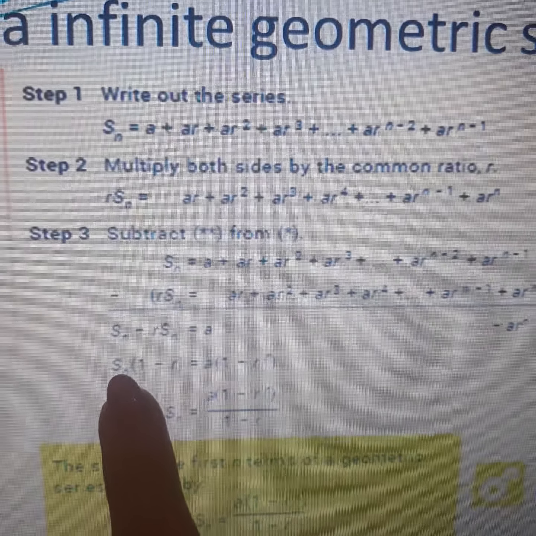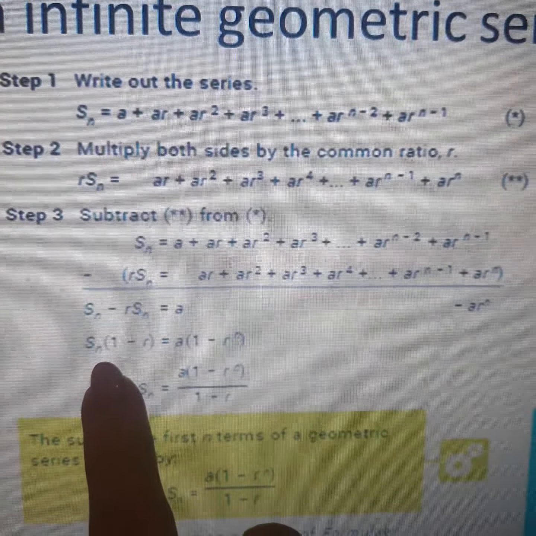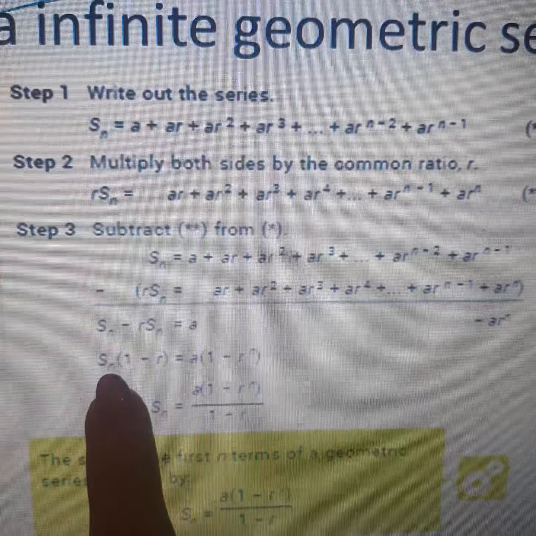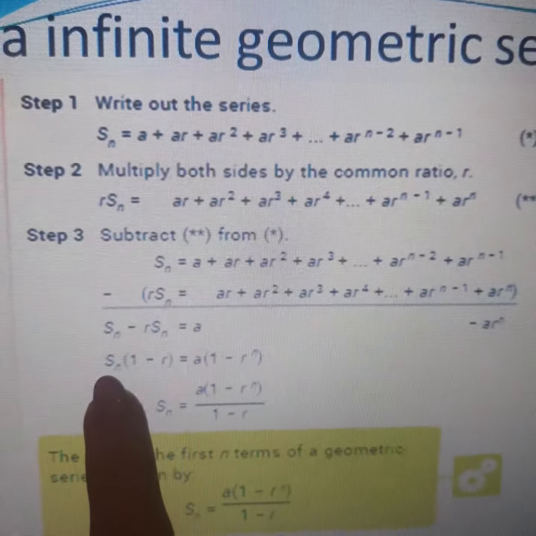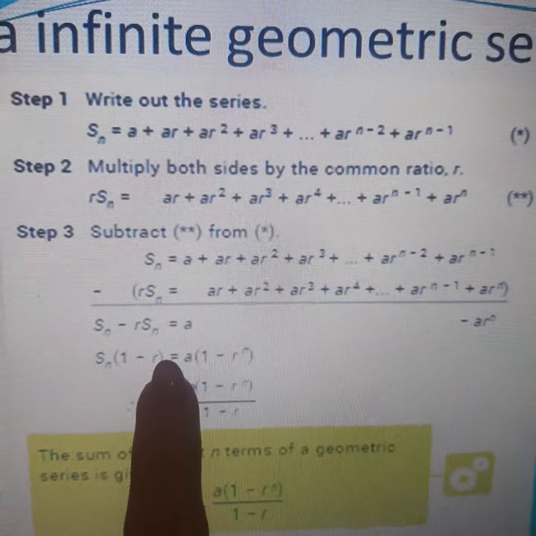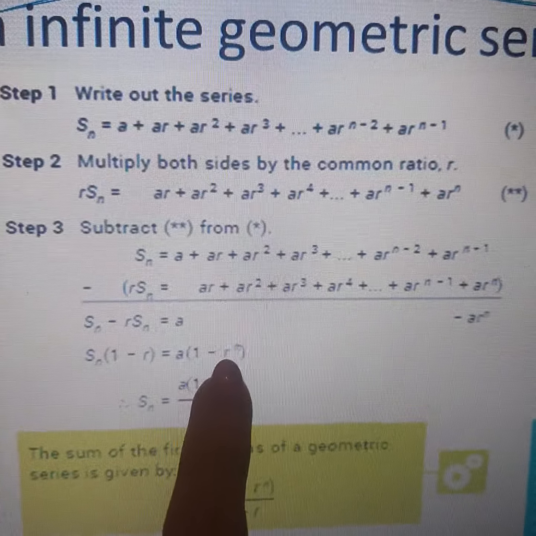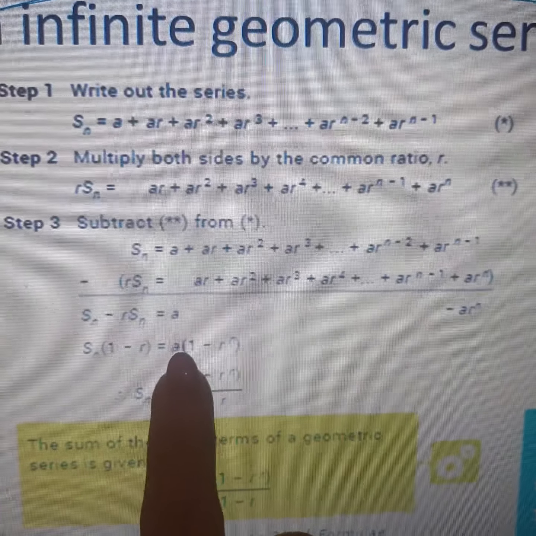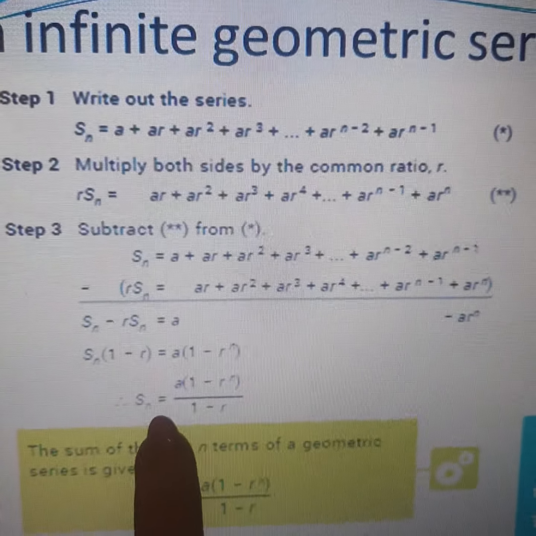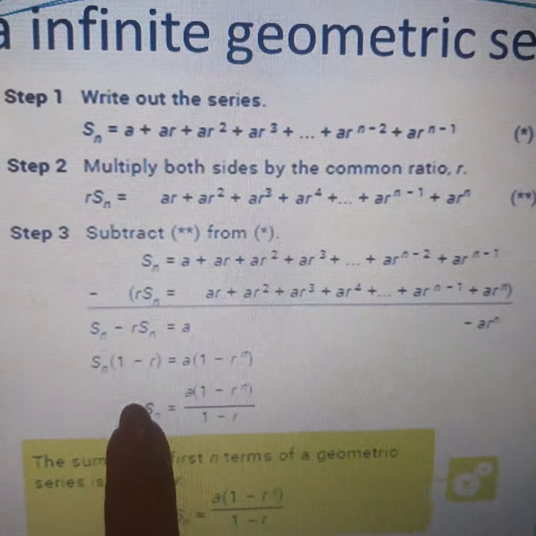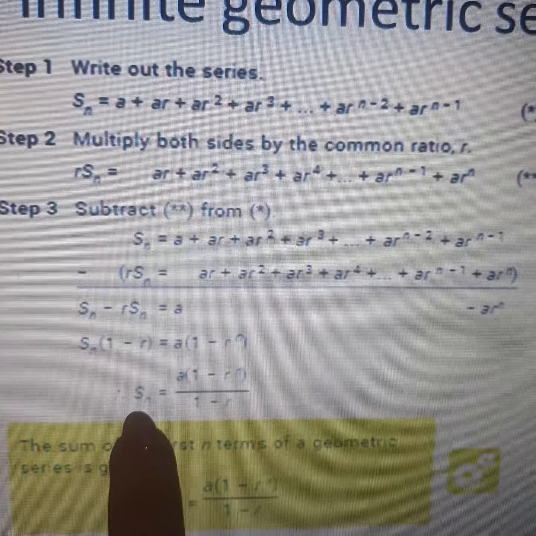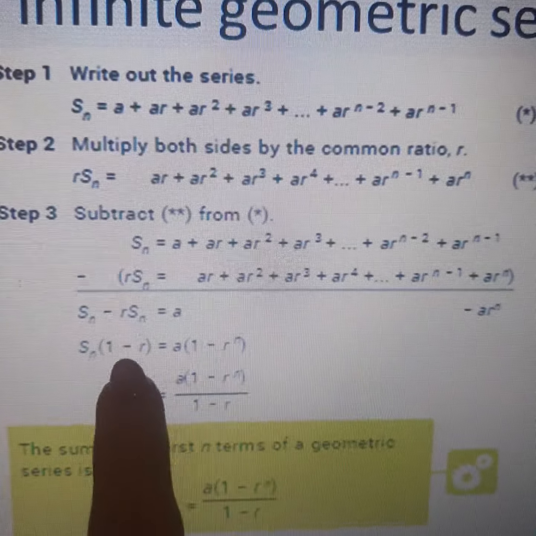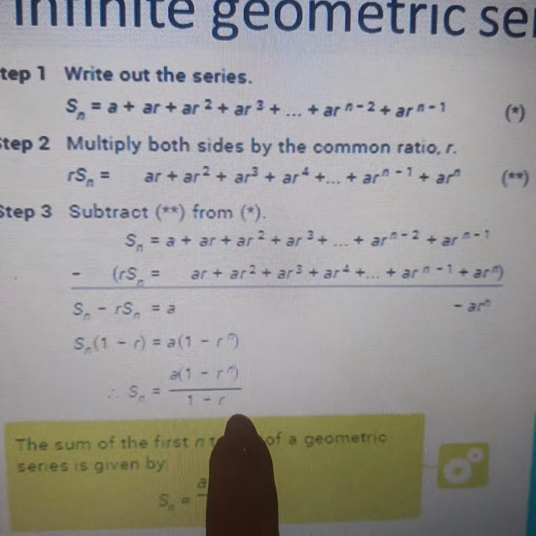So therefore, if you think about it here, taking out Sn as our common factor, we get Sn times 1 minus R, which is equal to A times 1 minus R to the power of n. All they've done is put this together and taken out A as the common factor. Then that simplifies by bringing, like you want to isolate and get Sn on its own. So Sn is equal to A bracket 1 minus R to the power of n, all divided by, and bring this over to the other side, 1 minus R.